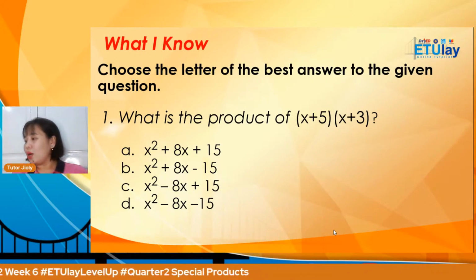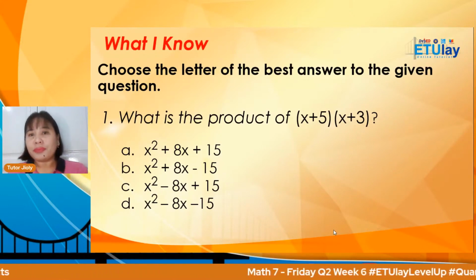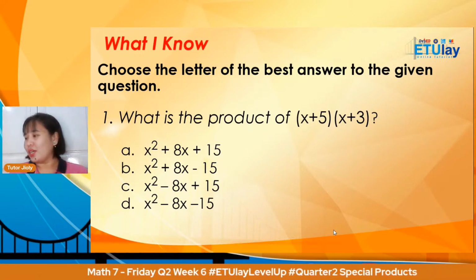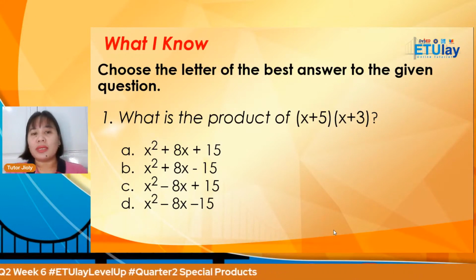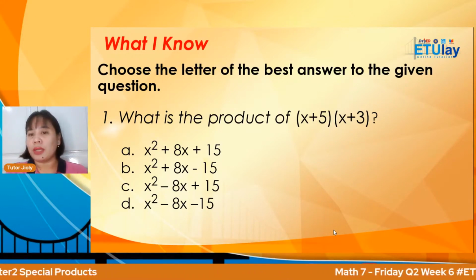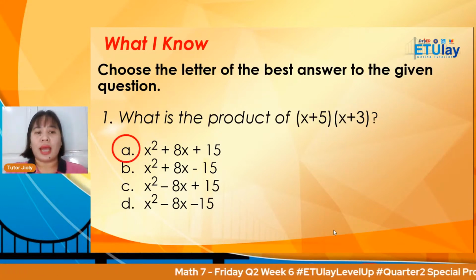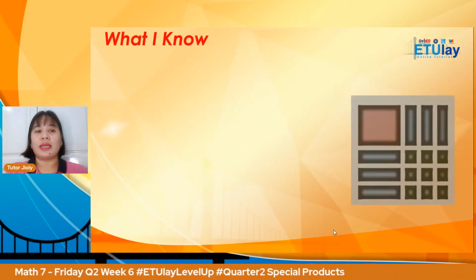Titingnan ko po mga anak. Mahaba-haba po ang discussion natin ngayon. What is the answer for number 1? What is the product of quantity x plus 5 multiplied to quantity x plus 3? So the answer is A, x raised to 2 plus 8x plus 15.